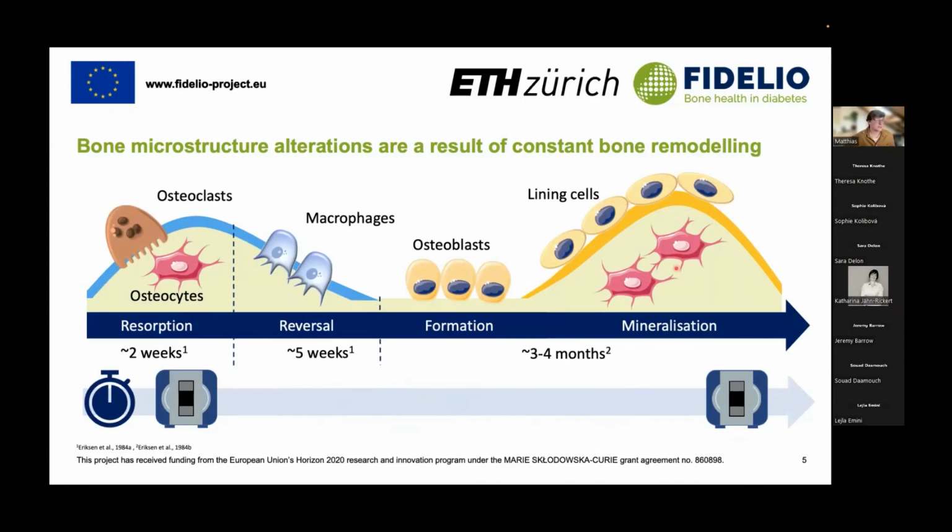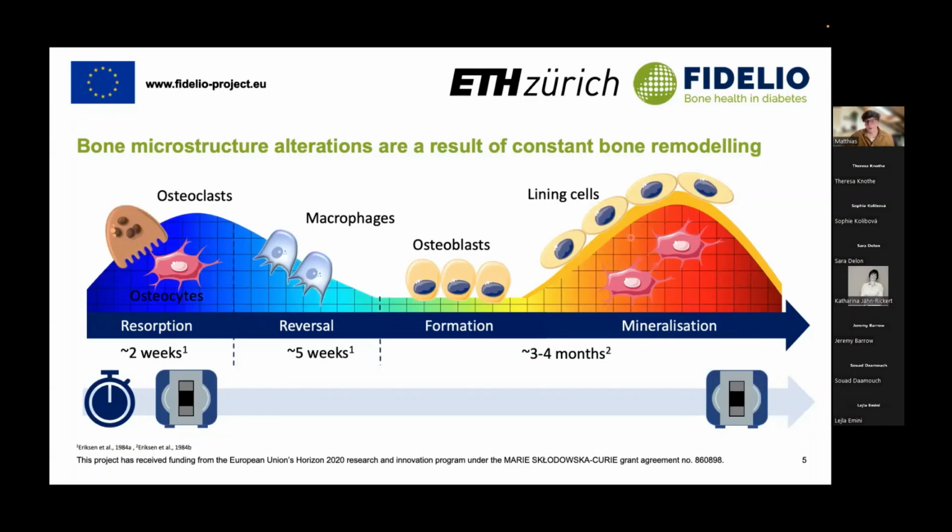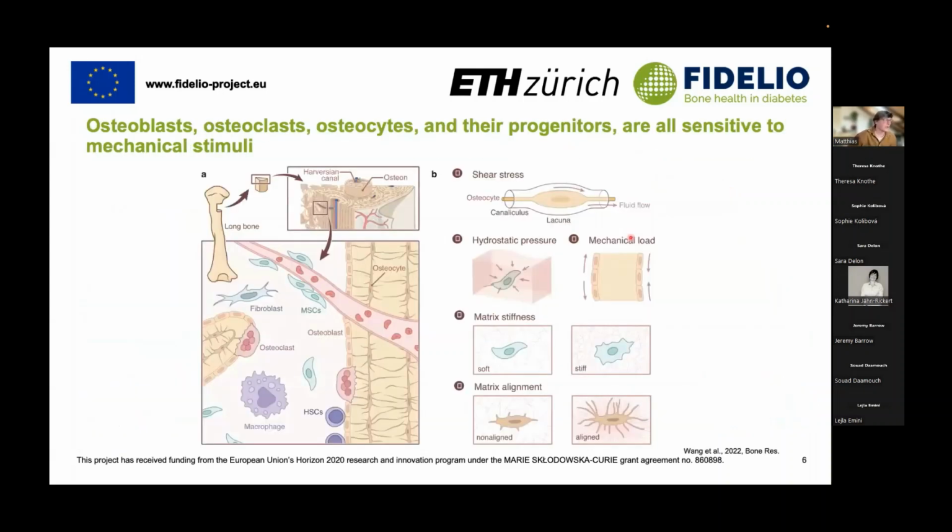And even further, there are these osteocytes embedded in the bone matrix, which are believed to be the mechanosensors and orchestrate this entire process of bone formation and bone resorption. And in order to analyze their activity, we can link the local mechanical signal or environment to osteocyte function. All of these cells that I mentioned, osteoblasts, osteoclasts, osteocytes, and their progenitor cells are sensitive to mechanical stimuli in some form, but osteocytes are the main mechanosensors of the bone.